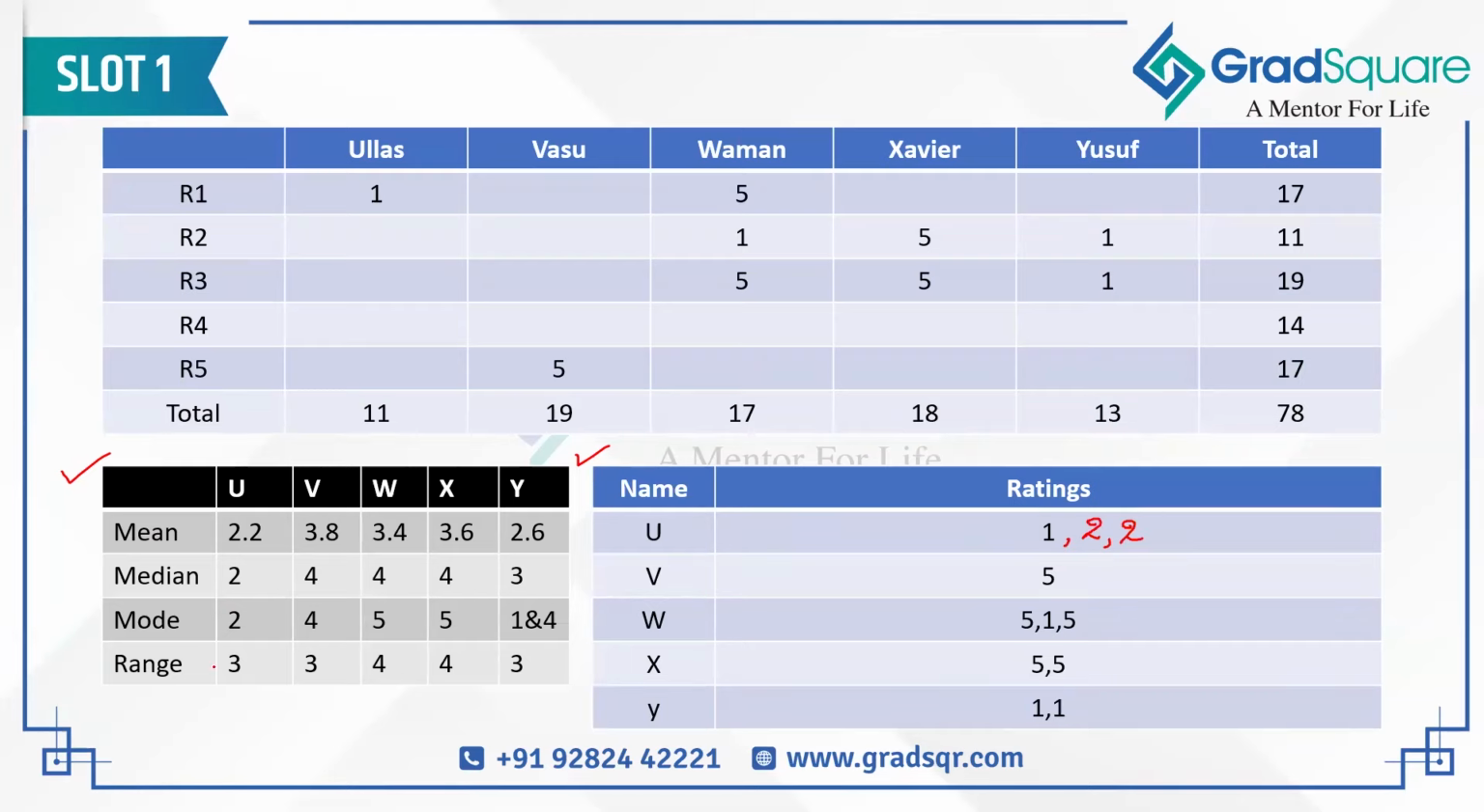Next, what we can see is that the range for Ullas is 3, which means the difference between maximum and minimum rating has to be 3. Now, Ullas's minimum rating has to be 1 because he cannot get a rating of less than 1. So his maximum rating will be 1 plus the range, because maximum rating minus minimum rating is 3. So 1 plus 3, 4 will be the maximum rating that he has gotten.